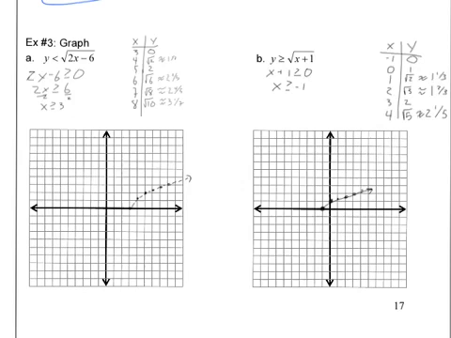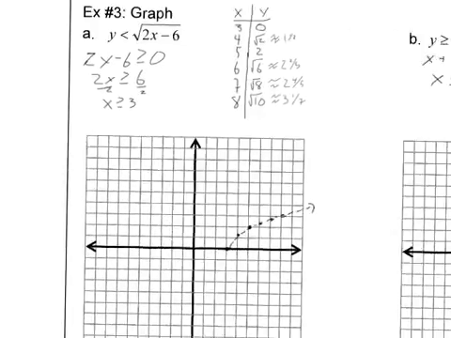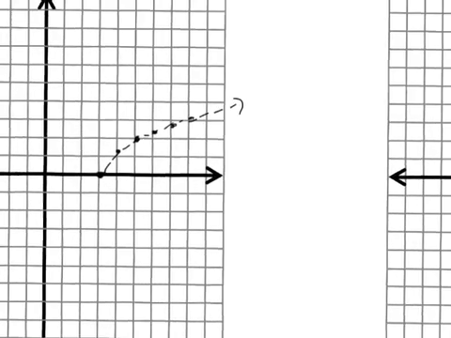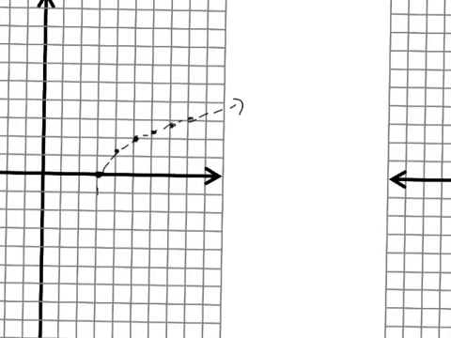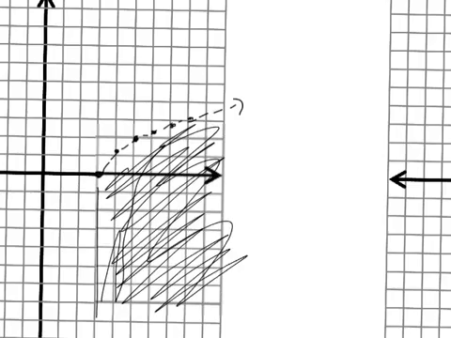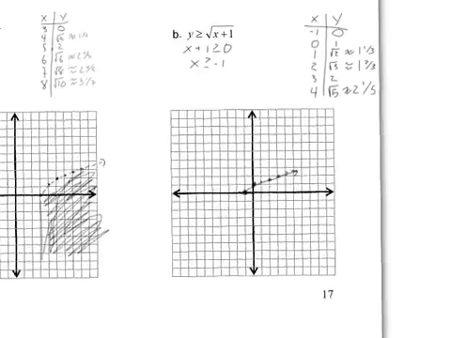Okay, so hopefully you filled out the t-charts and found the domain and range. Now let's talk about shading. So for this one, y is less than, so we're going to shade underneath. But we're not going to just shade everywhere underneath. We're going to shade directly underneath this line where it starts, okay? So this is where we're going to shade. We can't shade over here because this is not part of our domain. And then same thing over here on this one.